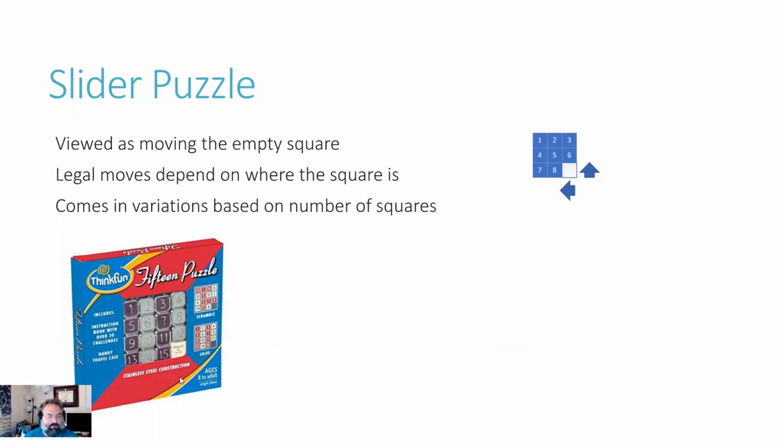The box is a 4x4, so there's a total of 16 squares, one of which is empty. In order to play the game, you pop out where it says they're removed to play, and it lets you slide it around. The goal is typically to get it back into the order that it was originally. There may be other variations on it.